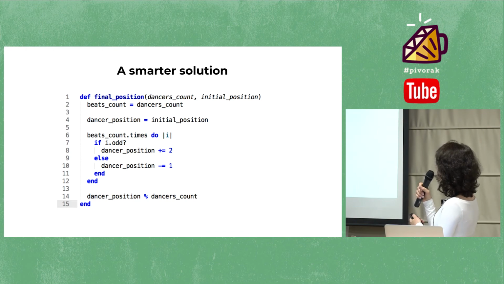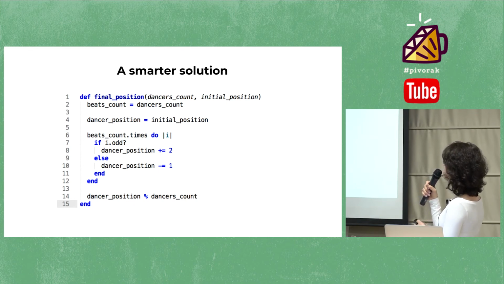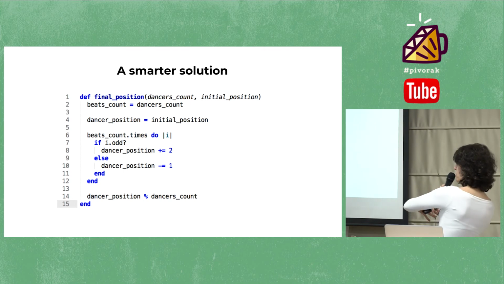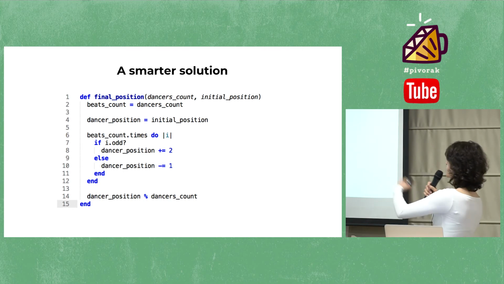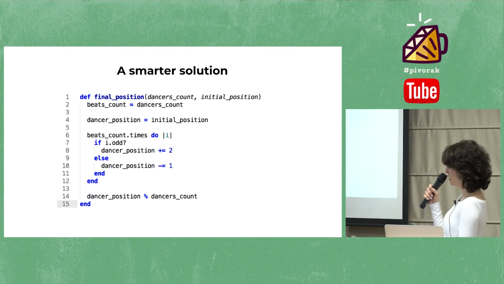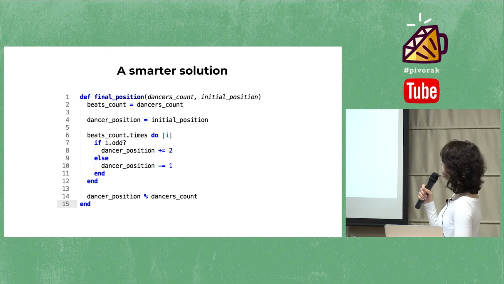We write a function that accepts our n and the initial position of the dancer that we care about. It says dancer position is initialized with the initial position. Then however many times the music plays, if the number is odd, we add 2 to the position. If the number is even, we subtract 1. It's mimicking the 2 steps clockwise, 1 step counterclockwise, 2 steps clockwise, 1 step counterclockwise. And when we are done, we take the remainder of the division by the dancer count.